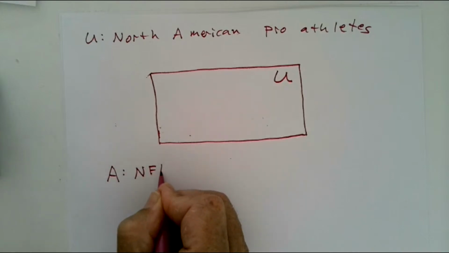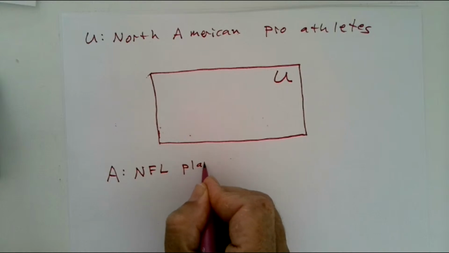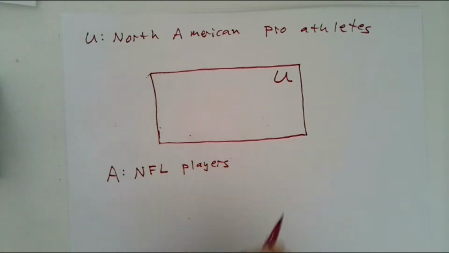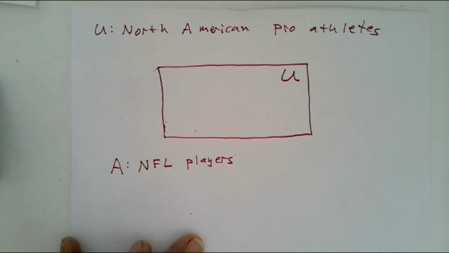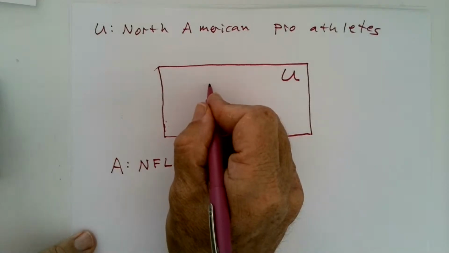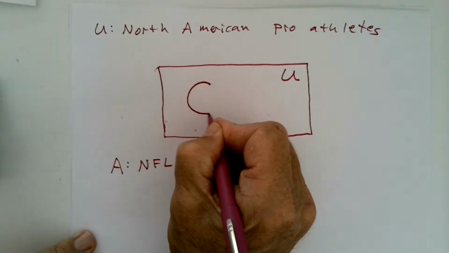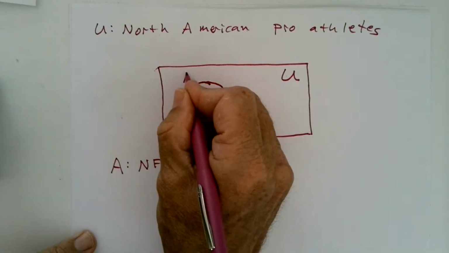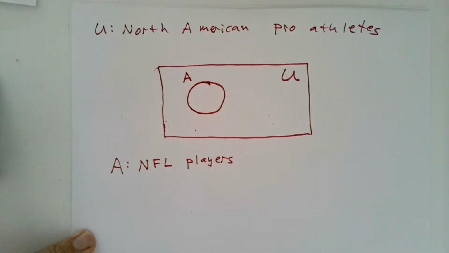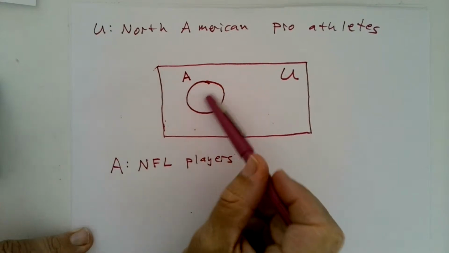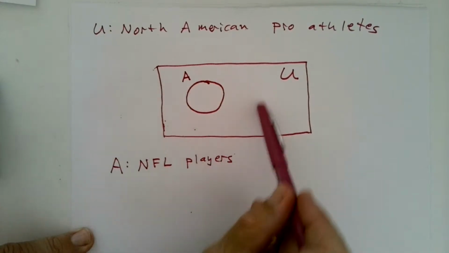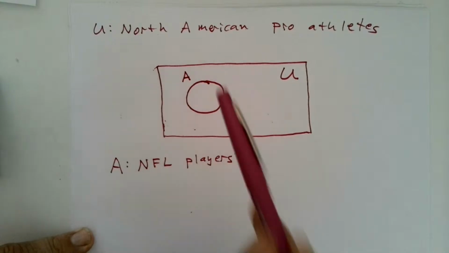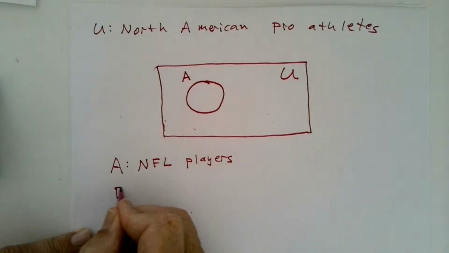Now remember, a set has to be well defined. So let's say that these are players who are currently on NFL rosters, and we can draw that set A here. So either you're on a roster or you're not on a roster, so there should be no ambiguity. So anybody inside this set are current NFL players. Anybody outside are pro athletes who are not current NFL players.